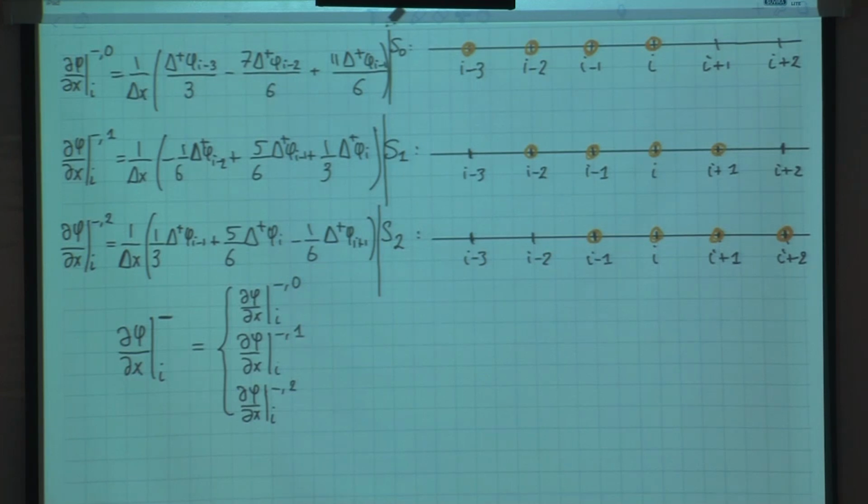Okay, so I'm not going to go back and put all the tests, but the test would be if S0 is smoothest, if S1 is smoothest, and if S2 is smoothest. Okay? Now, that gives us the full discretization if A is larger than 0.